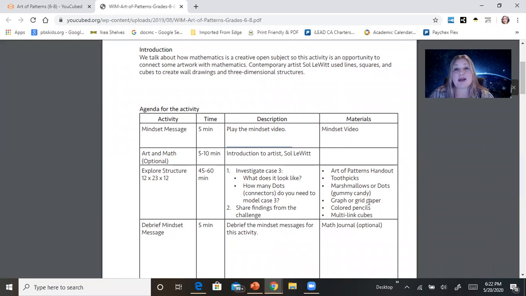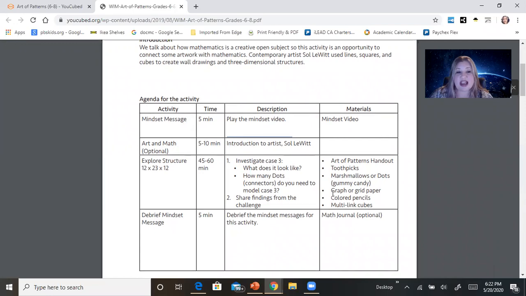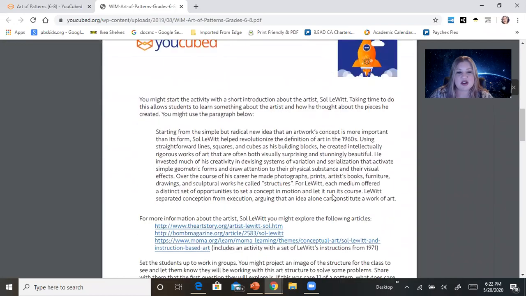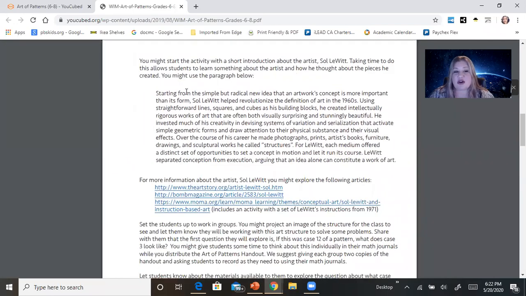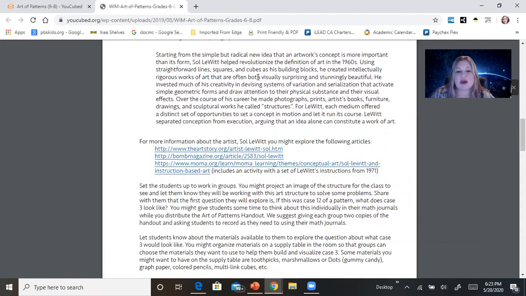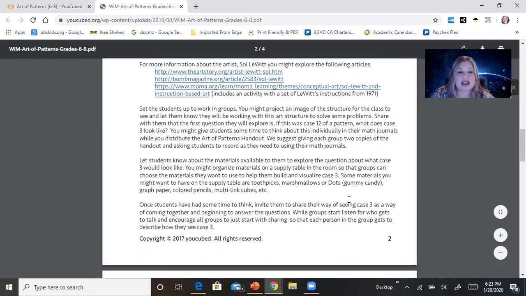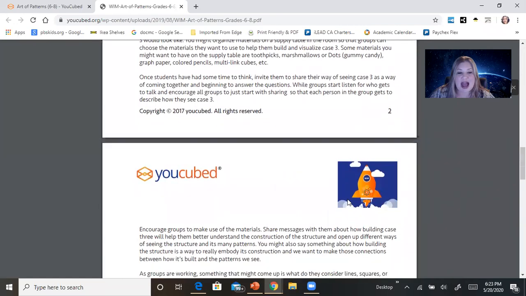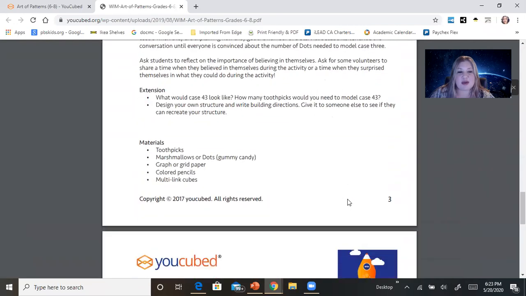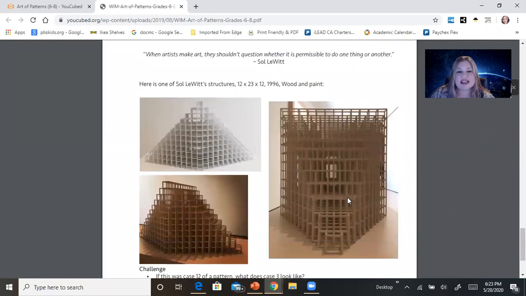For right now, I'm going to leave that exploration part to you, and I'm just going to pose the actual activity. So if we come down, and just so you know, there's resources. It talks about who the artist is. His name is Sol LeWitt, and it talks about what he stood for and how he came to be, and it gives all these different links for you to look up more and learn more about him. But what I want you to do is jump right to the extension here.